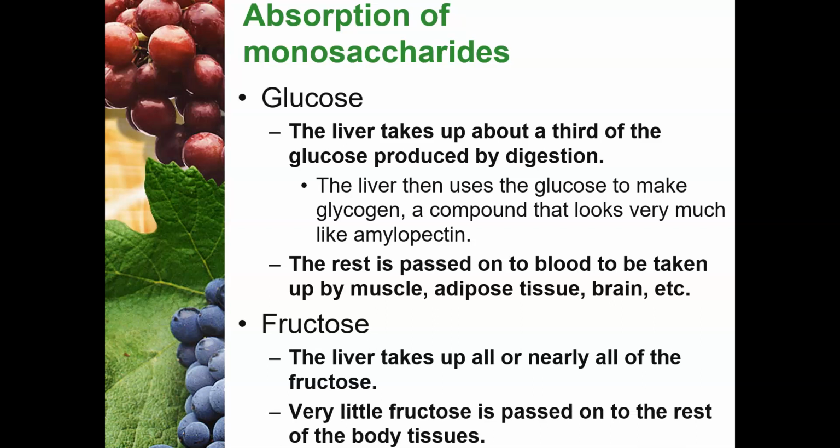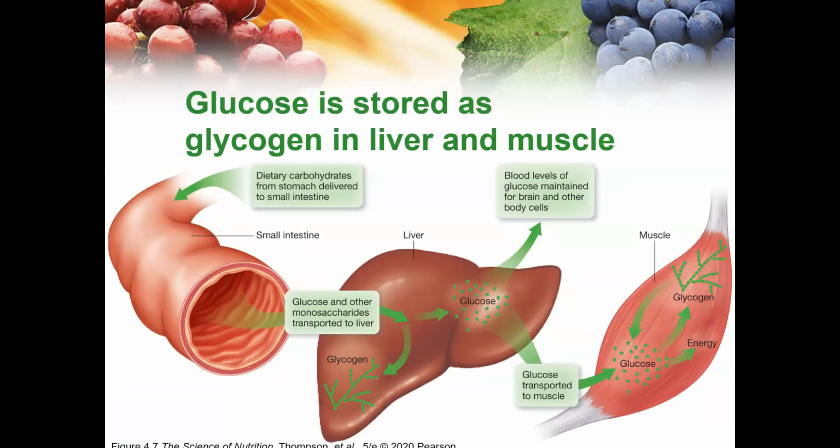The liver takes up nearly all of the fructose. So very little fructose is passed on to the rest of the body tissue. So all of the fructose that enters the liver through the portal vein stays in the liver. So this is illustrated here.